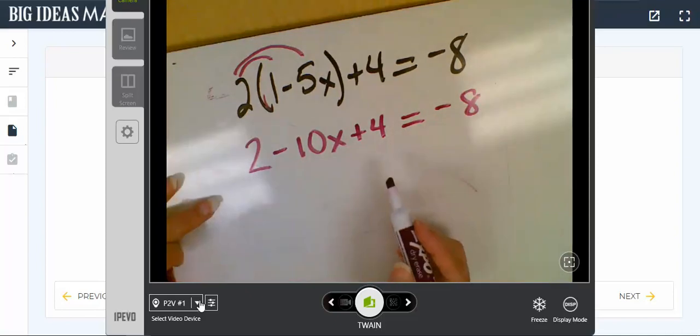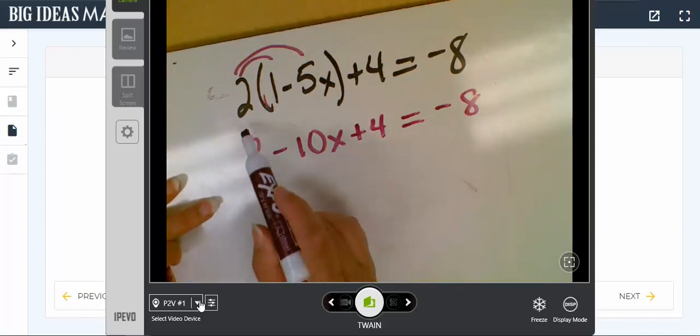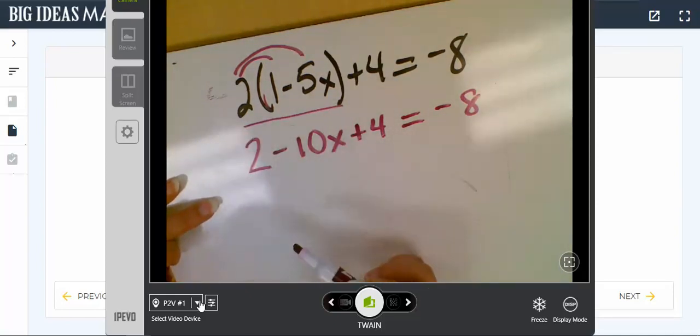So now I've made the problem look like this. All I did was switch this out. So now I no longer have parentheses. So now I can combine like terms.